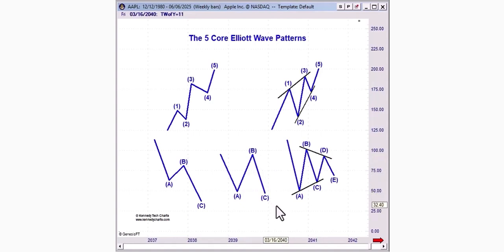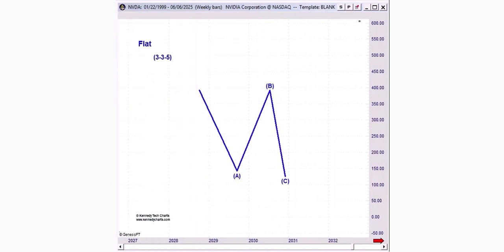And if you go back and listen to the lessons we did on impulse waves and diagonals, we know that wave C of the flat correction can unfold in an impulsive manner, i.e. 5 waves, or take the shape of an ending diagonal. So let's move on and take a look at a few examples here. This is essentially what a flat correction is. And again, 3-3-5, notice the notation in the upper left-hand corner.